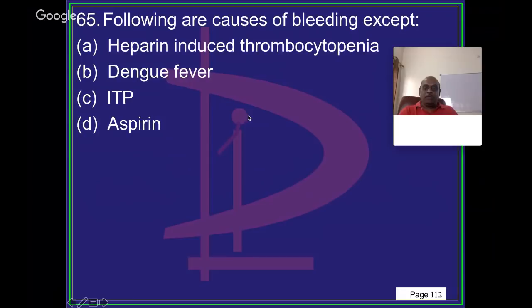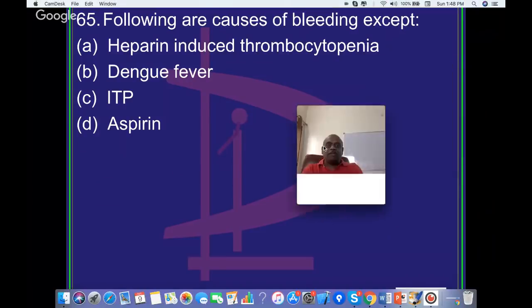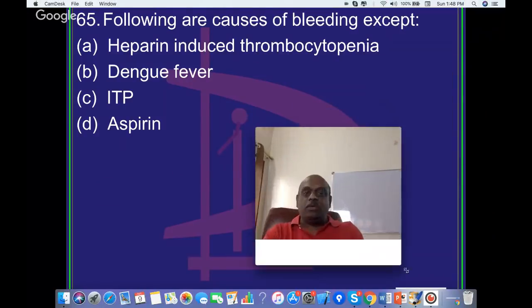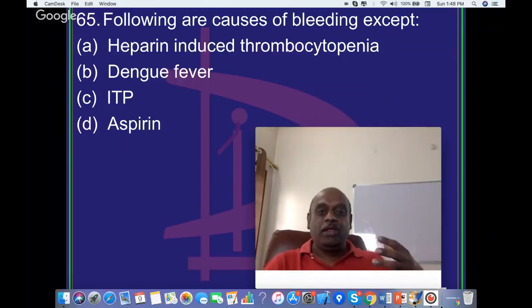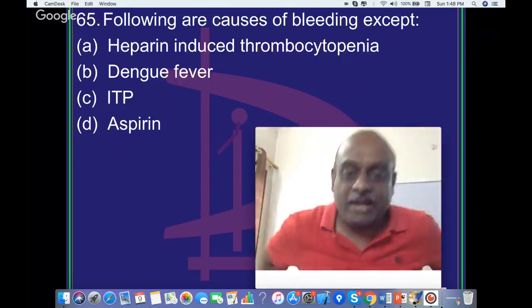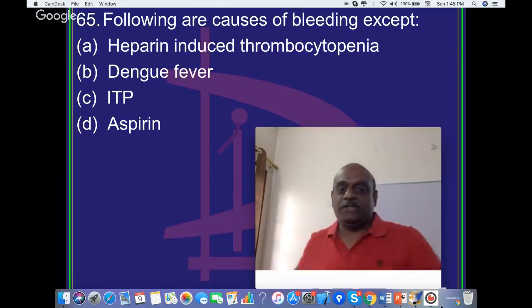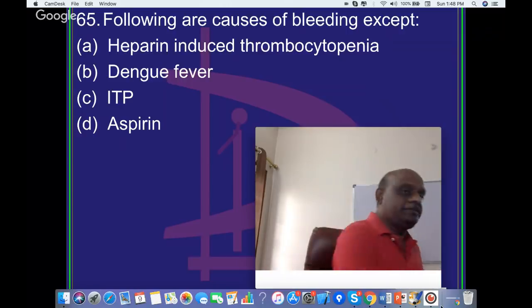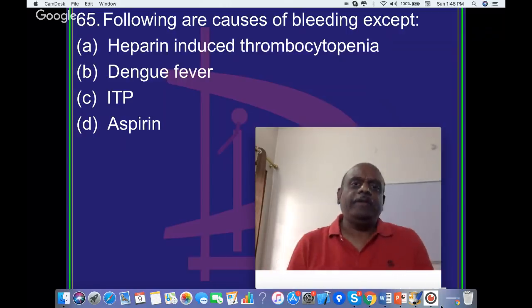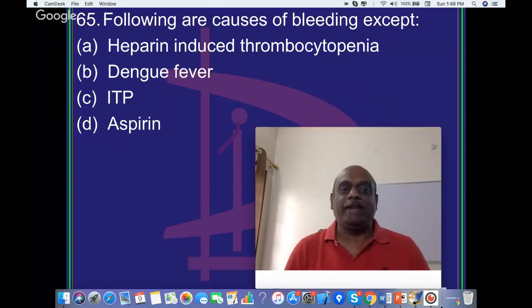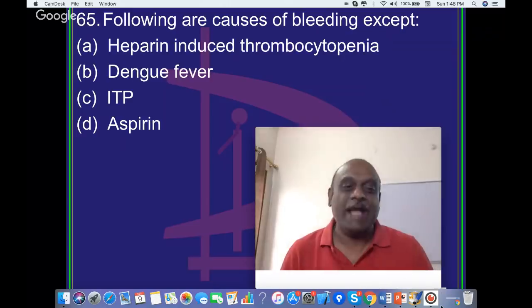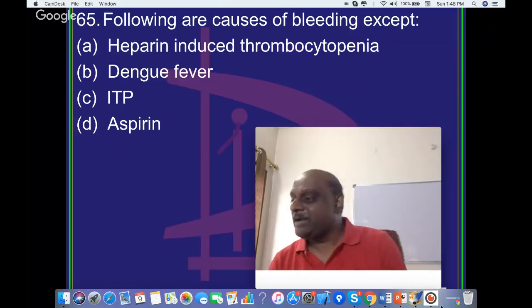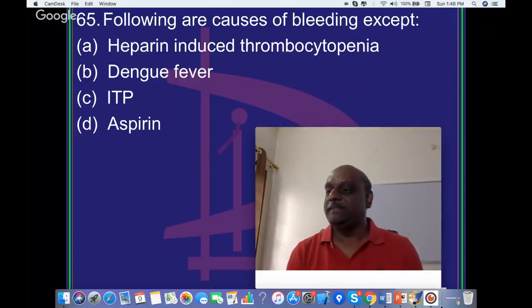Now, what are the causes of bleeding? Which is the only condition which you can call a thrombotic state, is my question to all of you. Yes. Shoot your answer, doctor. In dengue fever there is thrombocytopenia and bleeding, everyone knows. It happens in ITP also, with aspirin also. But question number 65, what is your answer? Yes.